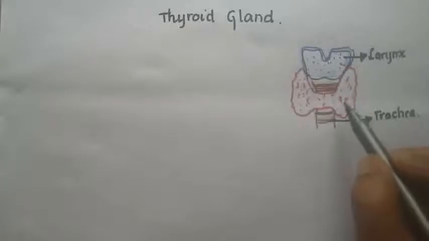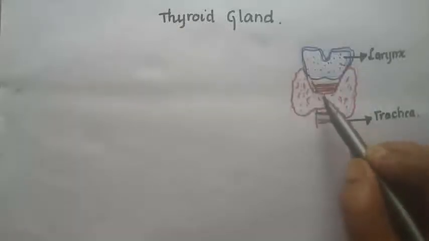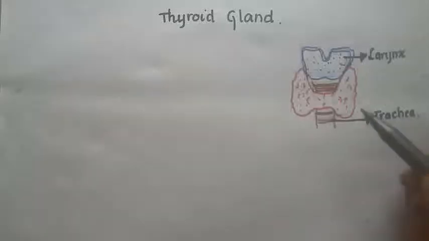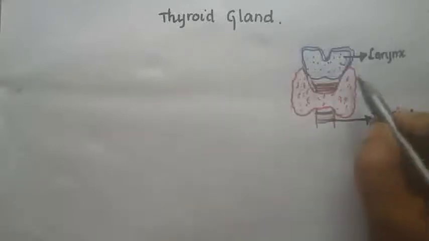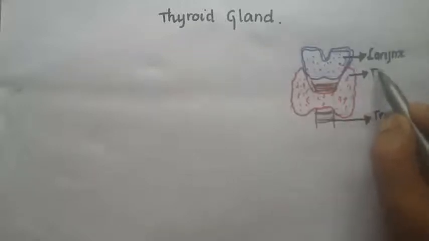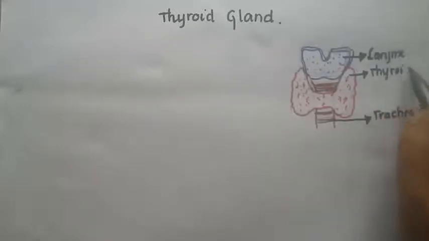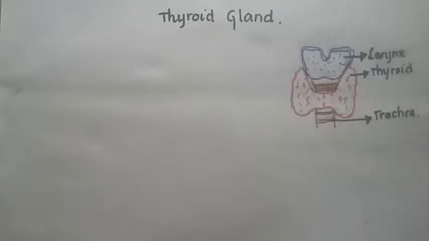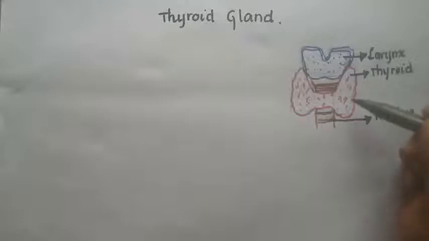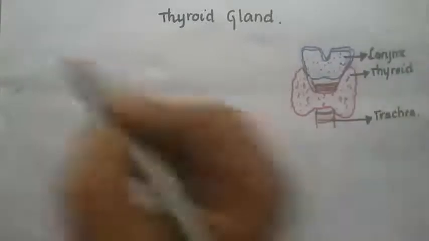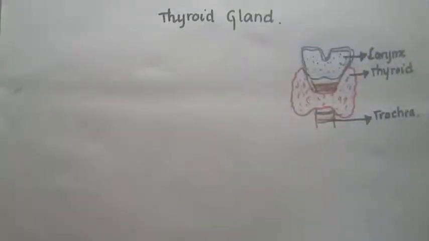Children, here you can find a butterfly shaped structure. This butterfly shaped structure is nothing but the thyroid gland. So what is the shape of the thyroid gland? It looks like a butterfly. What is the location of the thyroid gland? Children, the thyroid gland is situated in front of the neck.